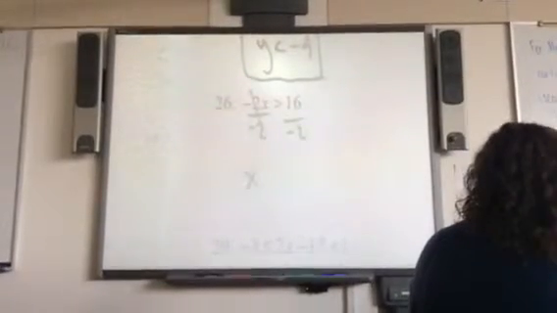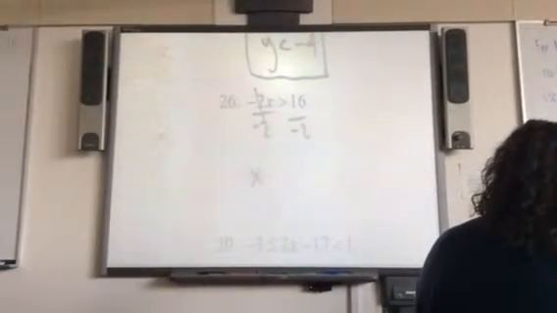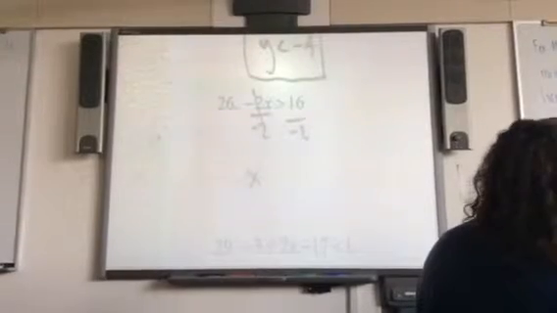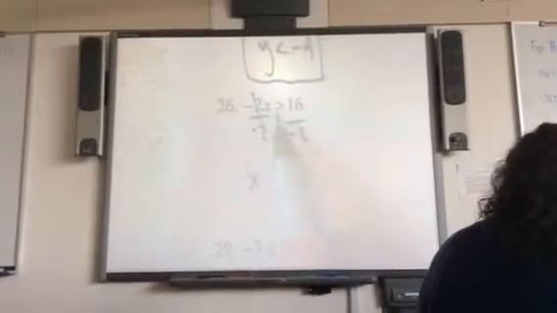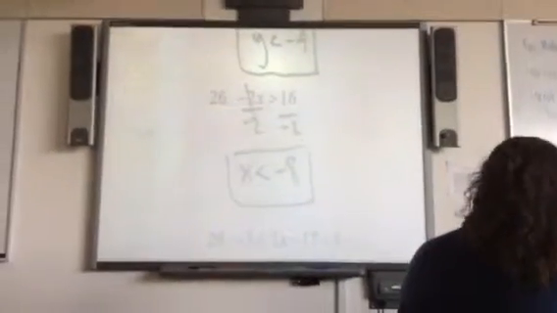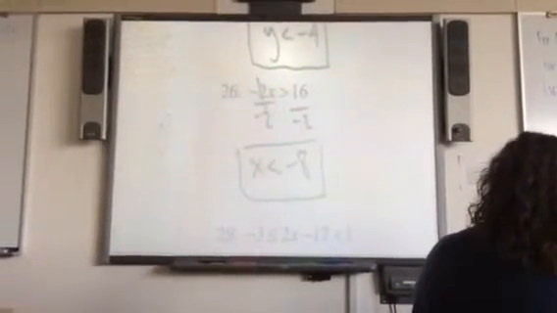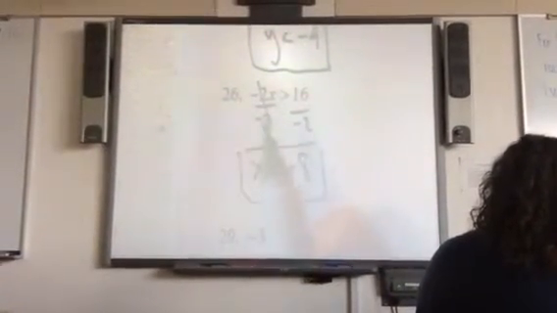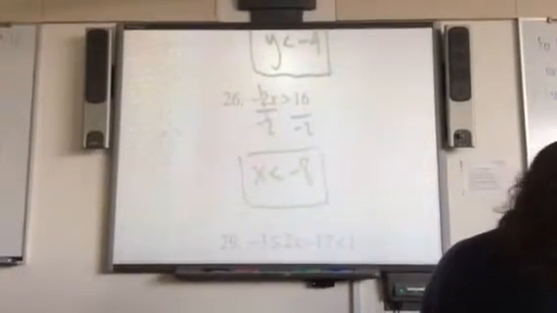But remember, when we divide or we multiply by a negative number, we need to flip the sign. So this says greater than here. We need to flip the sign to less than, and we have the 16 divided by -2, -8. There's our answer. X is less than -8. So don't forget to flip the sign if you divide or multiply by a negative number.